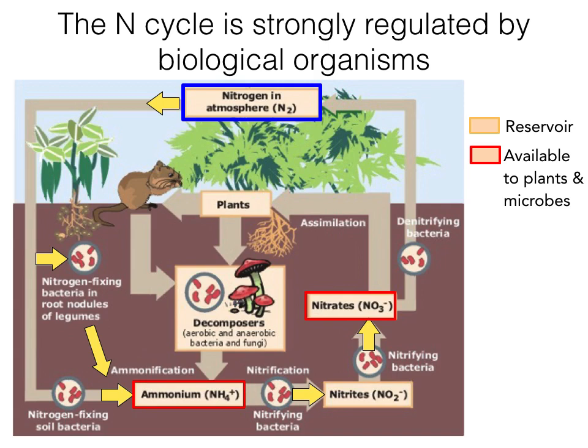Ammonium and nitrate can be taken up by living organisms. The nitrate can also be denitrified. Sorry, I missed that step there. Denitrified first, and now assimilation, so nitrates and ammonium can be assimilated, taken up into plants and microbes and so forth. That nitrogen, of course, can be consumed by herbivores, that can ultimately be consumed by carnivores and so forth, and move up the food chain.